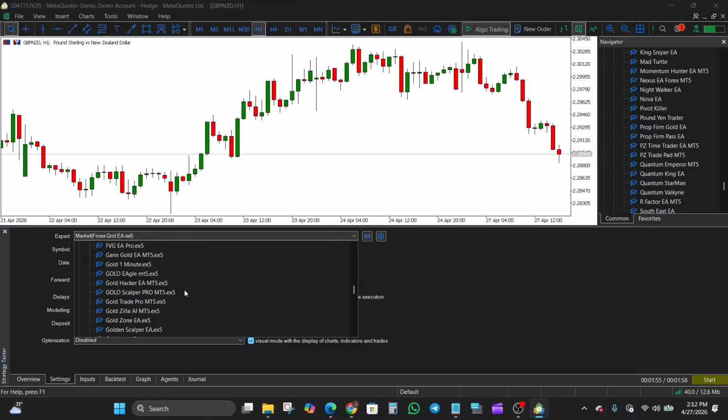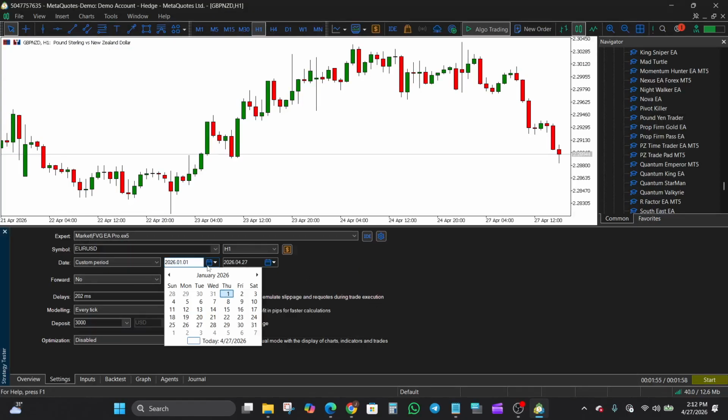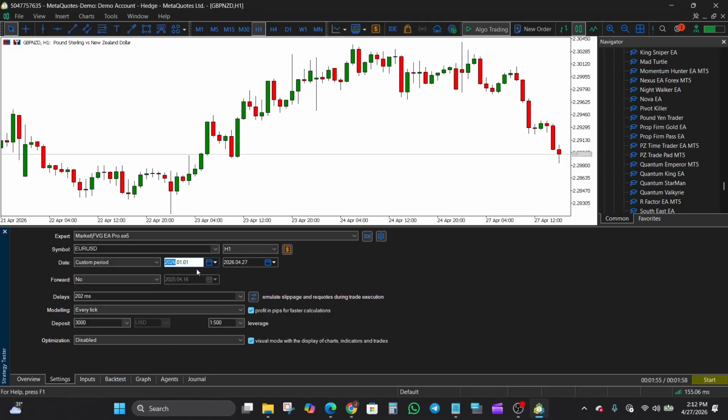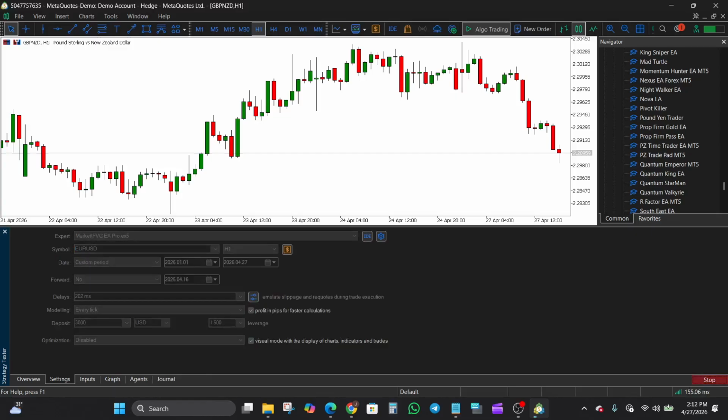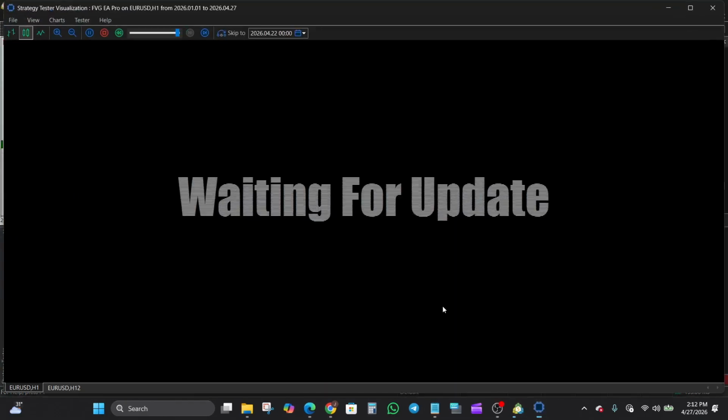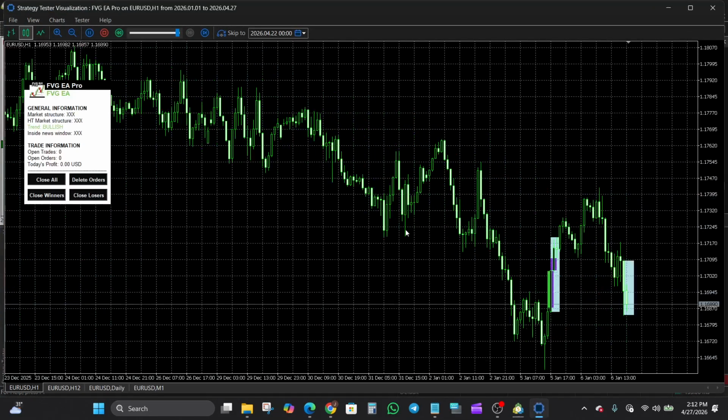So I'm just going to be selecting FVG EA Pro, and we're going to be running the test from the start of the year, 1st January 2026, so that we can get a meaningful data set and not just a short sample. Even though I'm still going to recommend that you test the EA over a longer period of time for a more comprehensive result. All right, so let us go ahead and start the backtest.